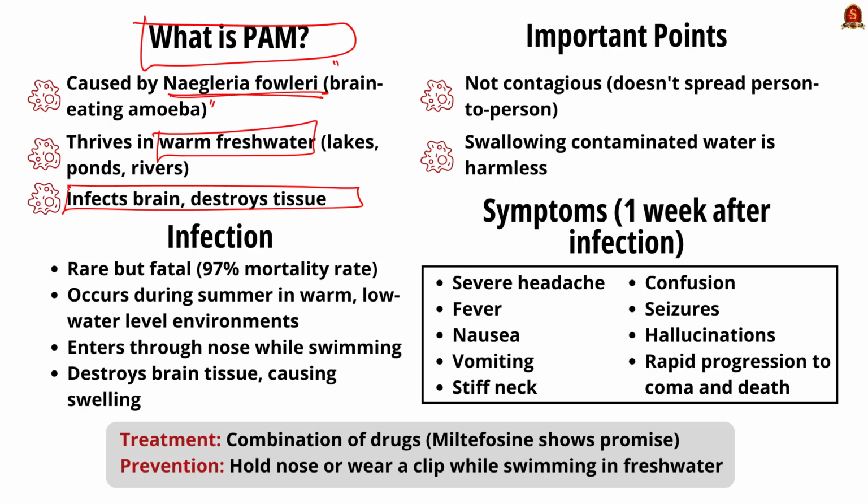See, these infections, though rare, are fatal and 97% of the patients don't survive. Moreover, this infection happens when people go for a swim in the lakes, ponds, rivers during the summer season. It's also said that it could occur if the atmospheric temperature is high and water levels are low. The amoeba enters the body through the nose and reaches the brain. It destroys the brain tissues and causes swelling.